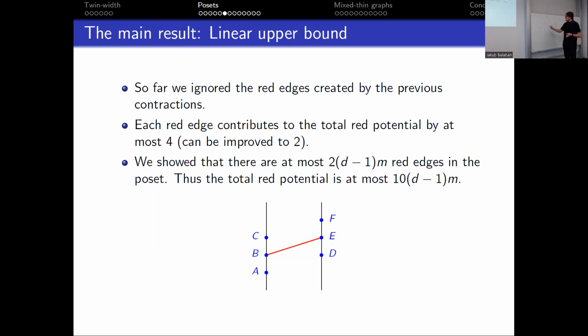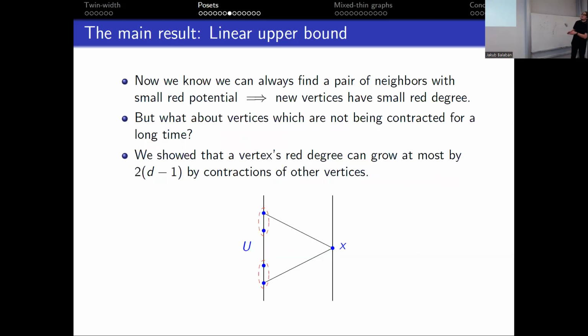I said that in each iteration we can find some pair to contract. So first I contract here, then I contract here, and each time I choose a pair with smaller potential. But there's a problem, because the red degree may grow even if I don't contract that particular vertex. Here can be a vertex, some x, that I contracted here, and this gave a red edge to x. Then I contracted here, and this gave a red edge to x. And then I contracted here, and so on. And the red potential only deals with the red degree of these newly created vertices. So we also had to bound the number of red edges which would be added to any vertex from contractions which do not involve x.